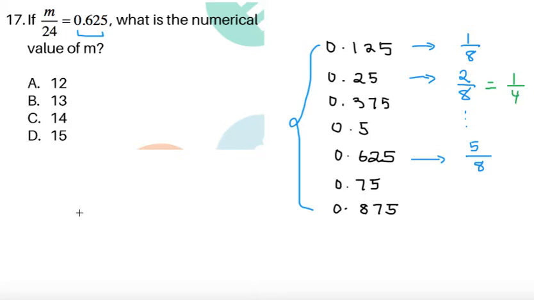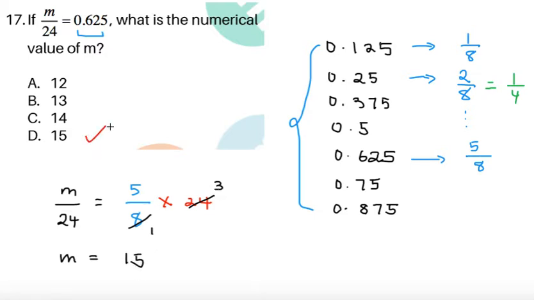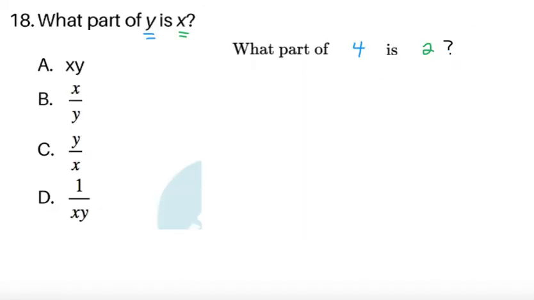Anyways, going back to the item, we're trying to solve m over 24. Now we know that 0.625 can be written as 5/8, and then we solve for m. Now we multiply both sides by 24, so the left side just becomes m, and then we multiply 5/8 by 24. We can use cancellation, so it's going to be 1 and 3. 5 times 3 gives us 15. So it's choice D.